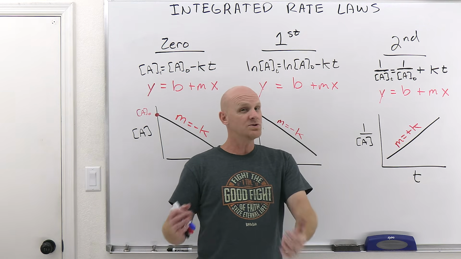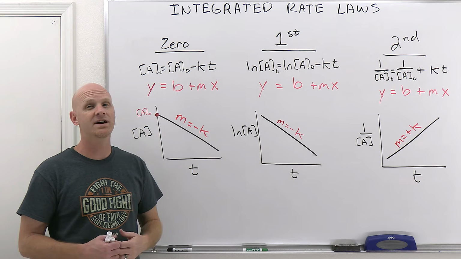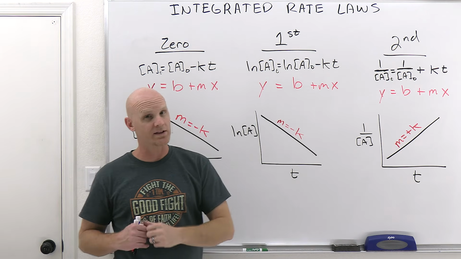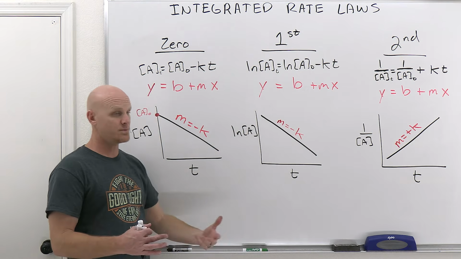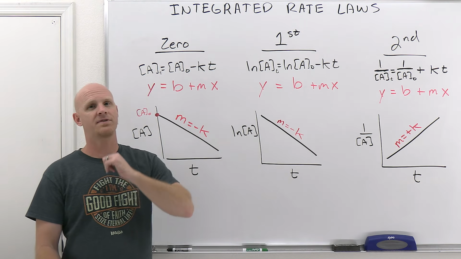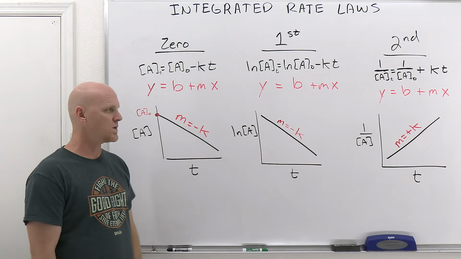In fact, we often use that as a test. Oftentimes, if I don't know if a reaction is zero, first, or second order, I make these 3 plots and then figure out which one is the straight line and use that to determine which order it was. If the straight line comes out as ln A versus time, well, then I just figured out that reactant was first order. So that can be used as well.